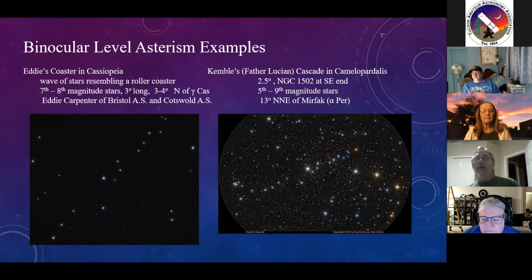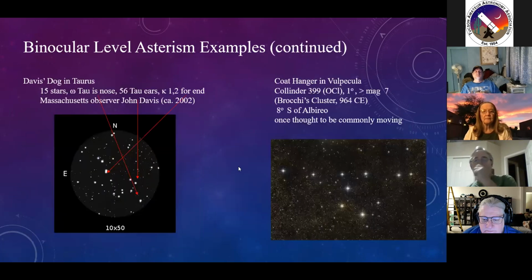Pretty much I just highlighted a couple of the binocular asterisms that I'm familiar with or seem to have somewhat of a common following. A couple of interesting ones, and this one on the left isn't necessarily real popular as far as I know, but Davis's Dog in Taurus, and of course this was submitted about 15, 20 years ago at the most by a Massachusetts observer, probably an amateur astronomer, John Davis. In this case, it's 15 stars. It's in Taurus, just a little bit north of Aldebaran.